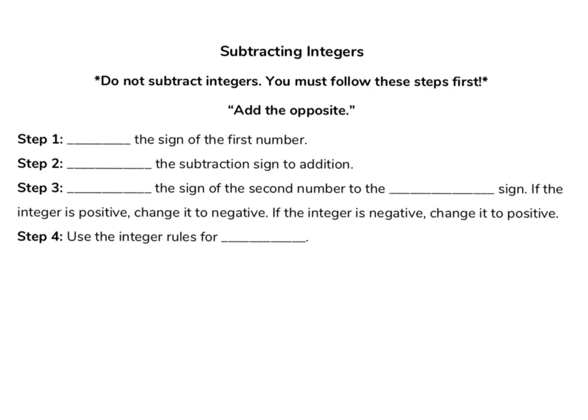So step 1 is going to be to keep the sign of the first number. And then we are going to change the subtraction sign to addition. And then we are going to change the sign of the second number to the opposite sign.